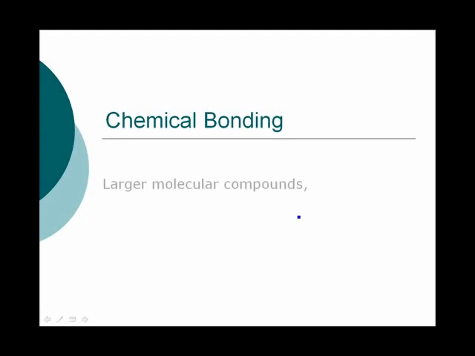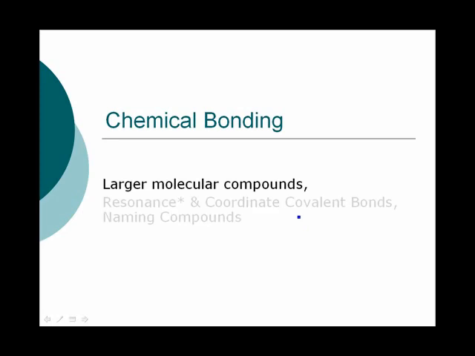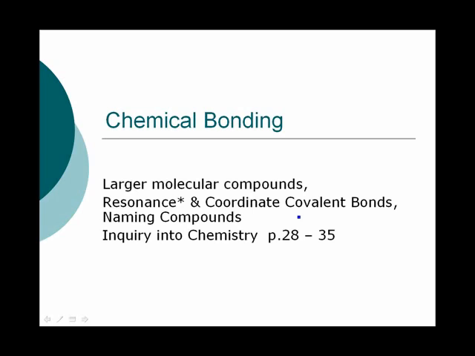Welcome back to chemical bonding. We're going to continue on with building larger molecular compounds, and we're going to look at some special molecular compounds that involve something called resonance and coordinate covalent bonds. We're also going to do a little bit of review when it comes to naming compounds. In your textbook, this is pages 28 to 35.